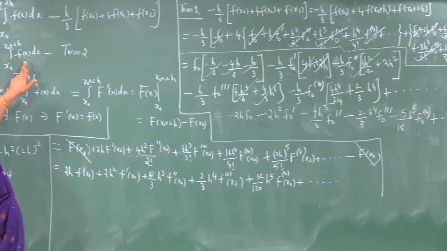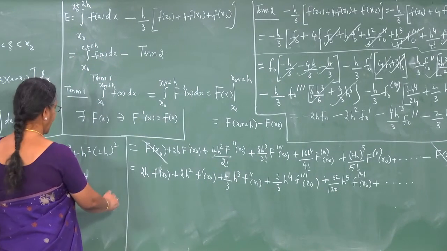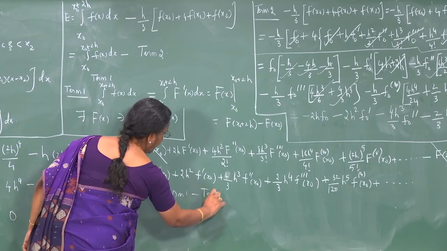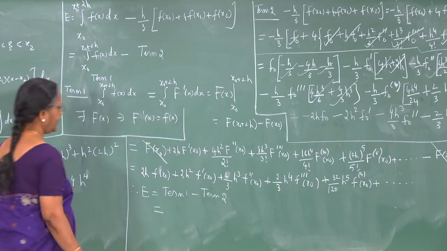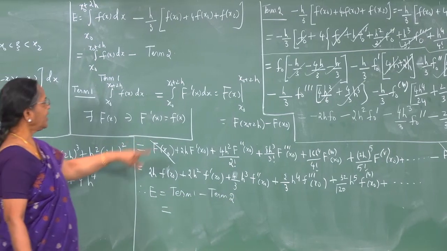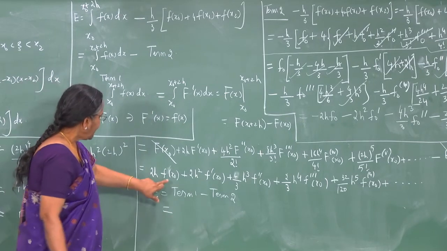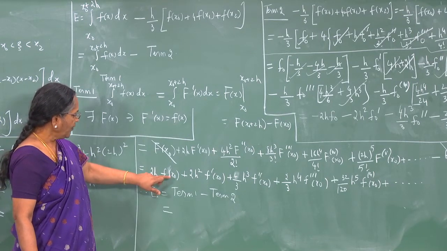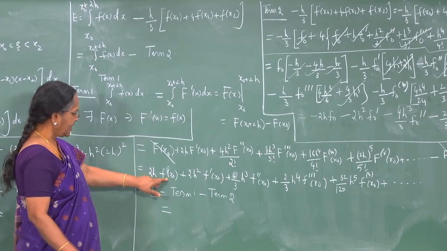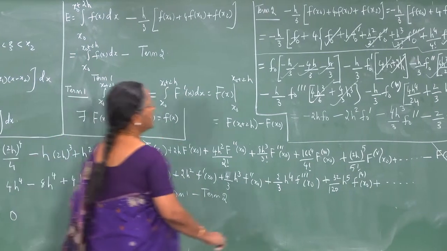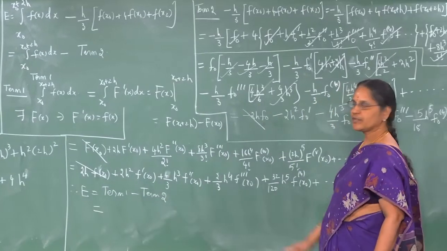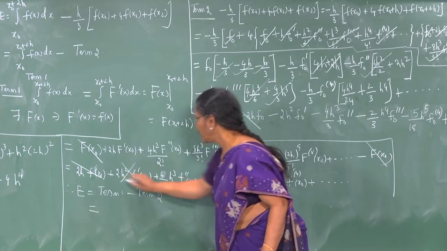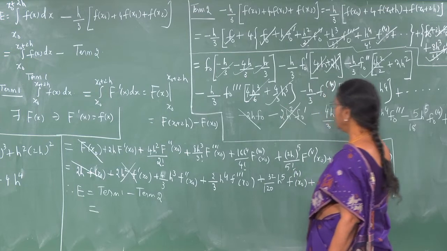So, now let us substitute in this expression for the error. So, the error is term 1 minus term 2. So, we now look at the corresponding coefficients. I have f of x naught and I have denoted it by f suffix naught. So, the coefficient of f of x naught in term 1 is 2h and in term 2 it is minus 2h. Then the coefficient of f dashed naught in term 1 is 2h square, that in term 2 is minus 2h square.